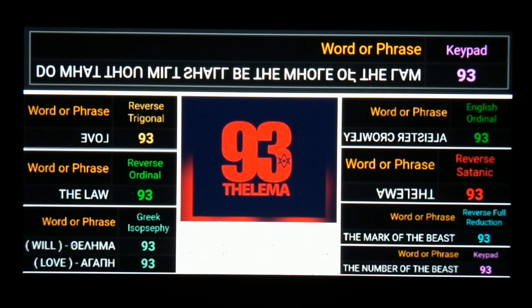Love under will. Those words, will and love, in Greek get us that Greek isopsephy value of 93. Aleister Crowley flipped backwards, we get that 93. Thelema, upside down, can get us the 93. And the Greek word has an isopsephy value of 93.